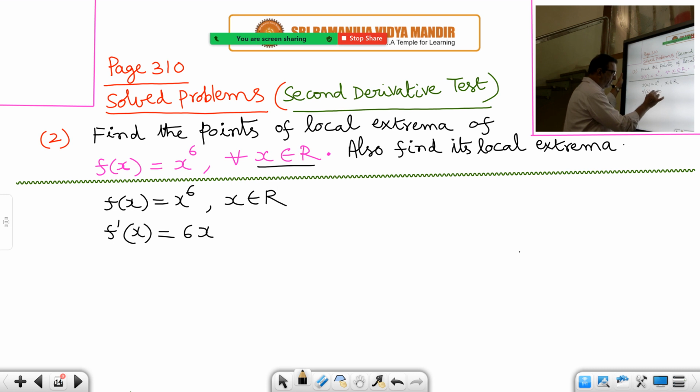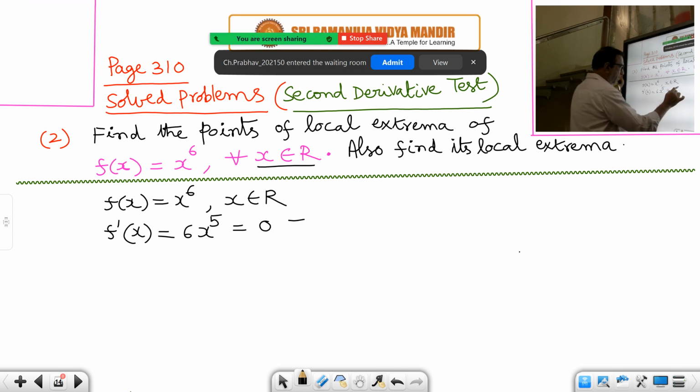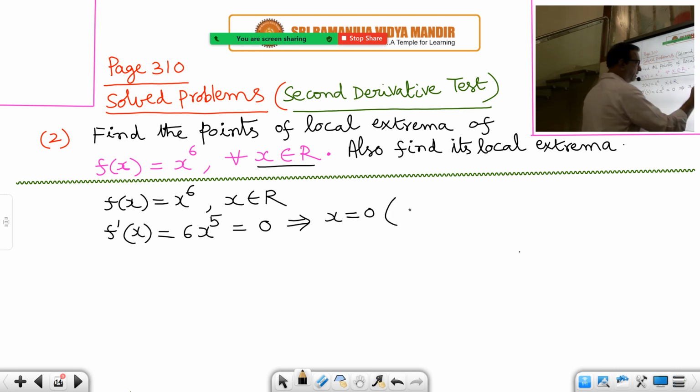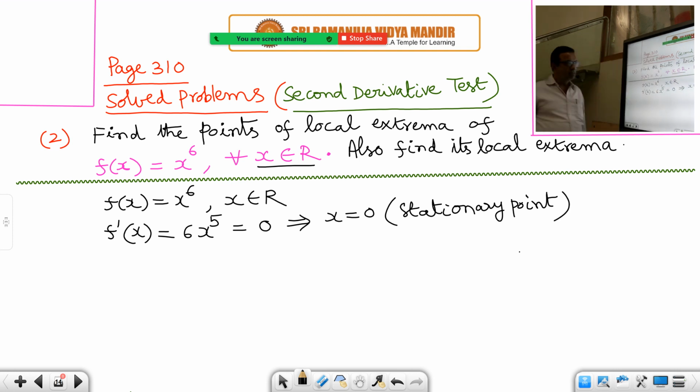Very good. So this we have to equate to 0 to find the stationary points. Then we get only one value, x is equal to 0. So x is equal to 0 is the only stationary point. Stationary point means derivative is 0. So the function has only one stationary point, that is x equal to 0.